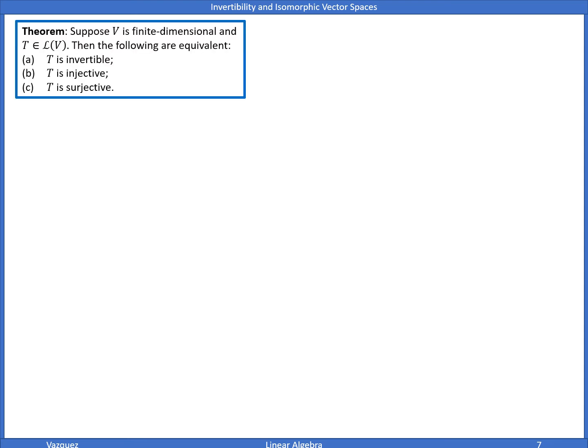But on finite dimensional vector spaces, we do get the following theorem. Suppose V is finite dimensional and T is a linear map from V to itself. In other words, it is an operator. Then the following are equivalent: T is invertible, T is injective, and T is surjective.